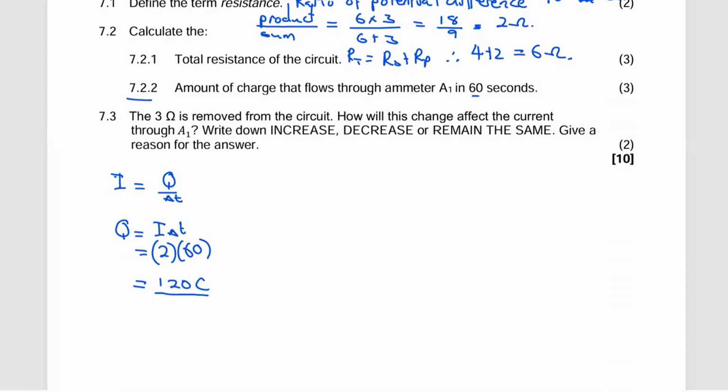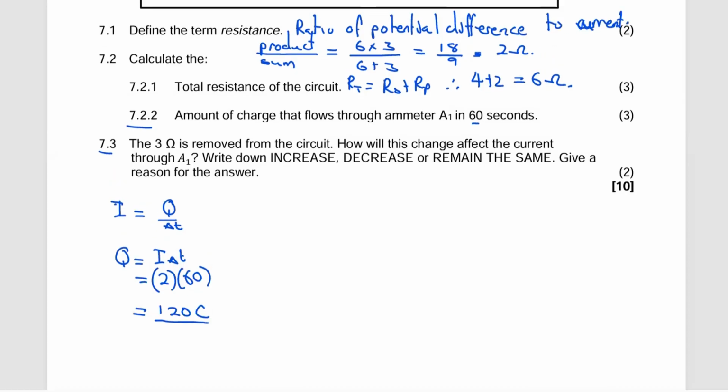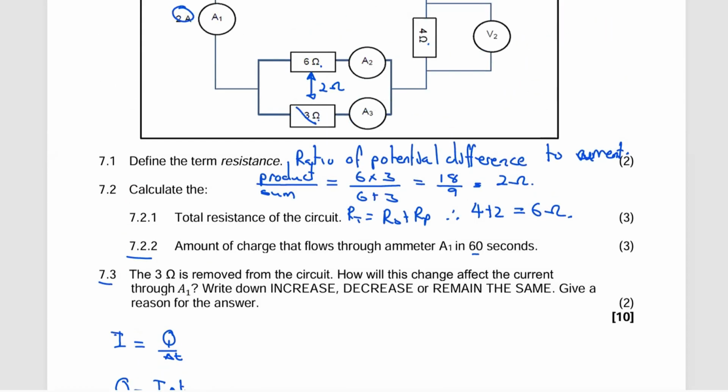Then I move on to question 7.3, which reads: the 3 ohm resistor is removed from the circuit. Okay, so we're having this 3 ohm resistor being eliminated. Then they're saying, how will this change affect the current through A1? Where is my A1 ammeter? At the top there, we're having a value of 2 amps. Now, how is it actually going to be affected? Write down increase, decrease, or remain the same. Give a reason for your answer.